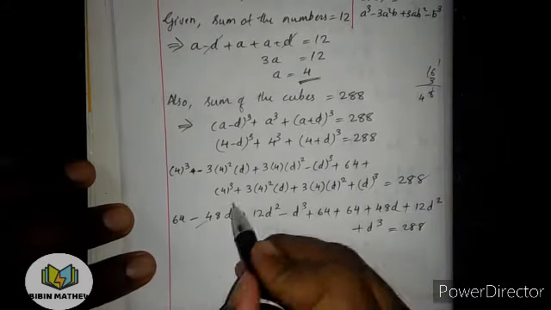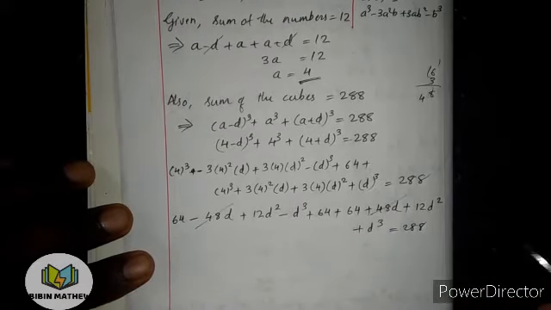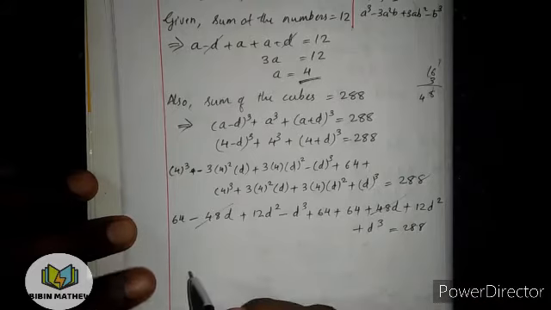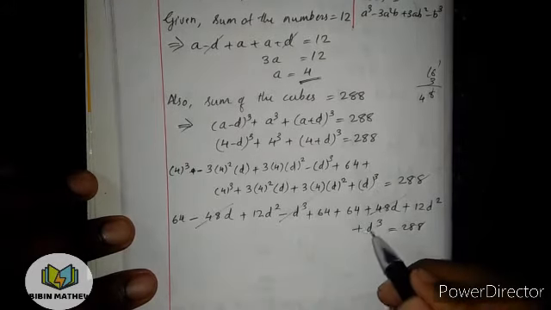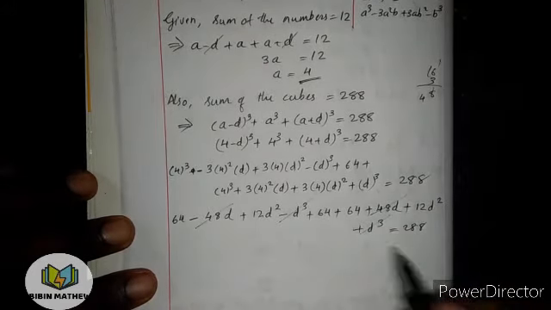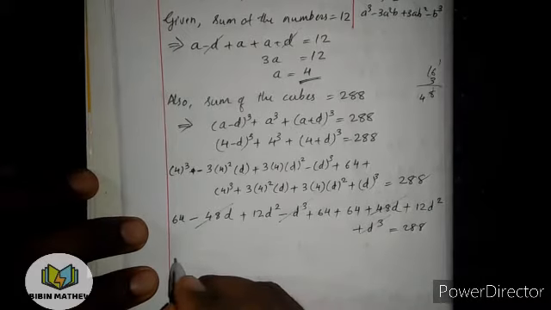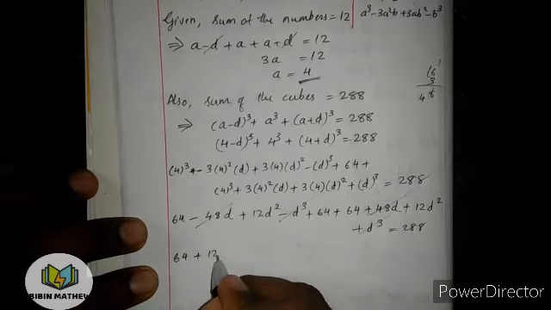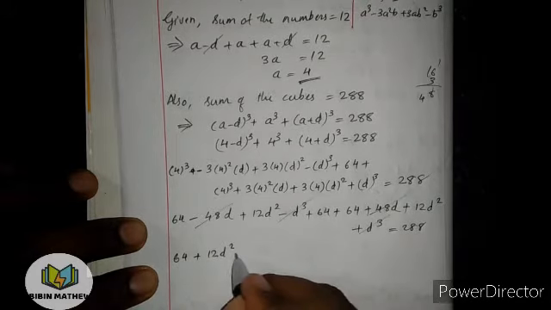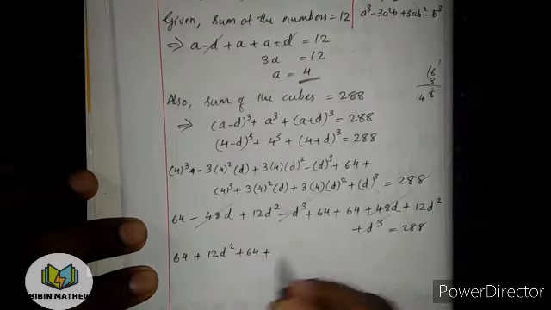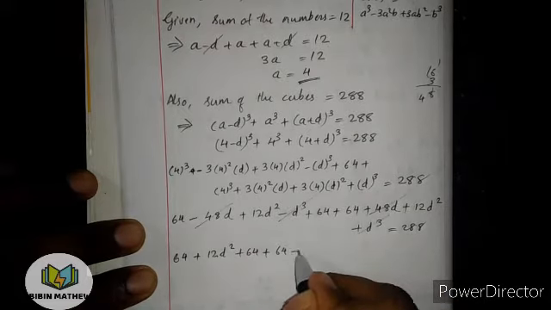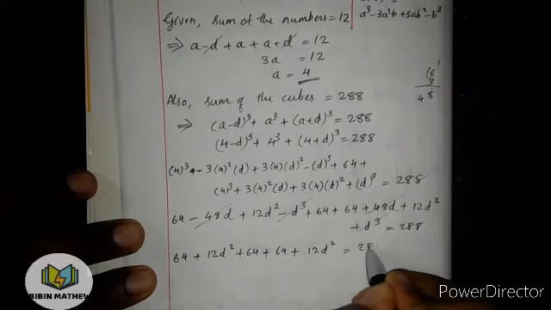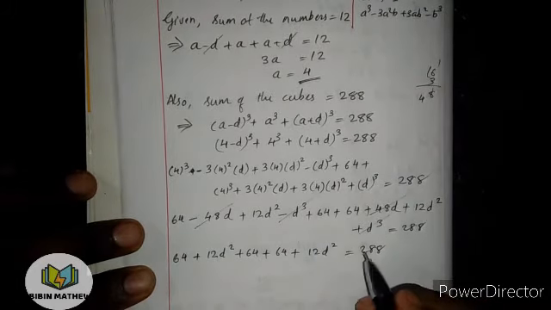Here you can see minus 48d and plus 48d, they will get cancelled. Minus and plus on the same side will get cancelled. Then here again minus d cube plus d cube, they also will get cancelled. अभी क्या बाकी है? 64 प्लस इधर देखिए 12 d square, again 64, again 64 plus here again 12 d square is equal to 288. बाकी सभी जो है कट हो गया, right?